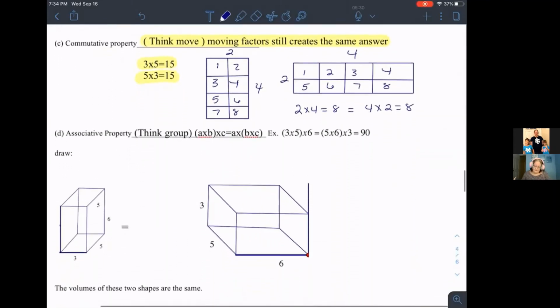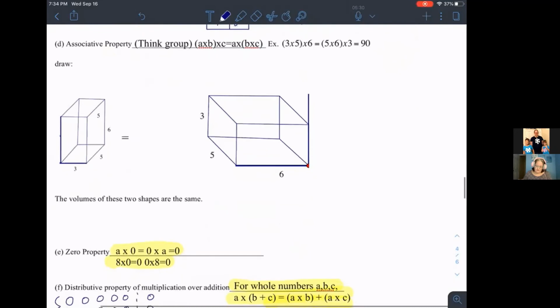All right, so then you have the commutative property. And I was reading it, I saw a video that says, think you're moving it. So like you're rearranging it. Moving the factors still creates the same answer. So if you have 3 times 5, it's 15. If you do 5 times 3, it's still 15. So I just drew a picture that kind of represents it: it doesn't matter which way you look at it, it's still going to equal the same value.